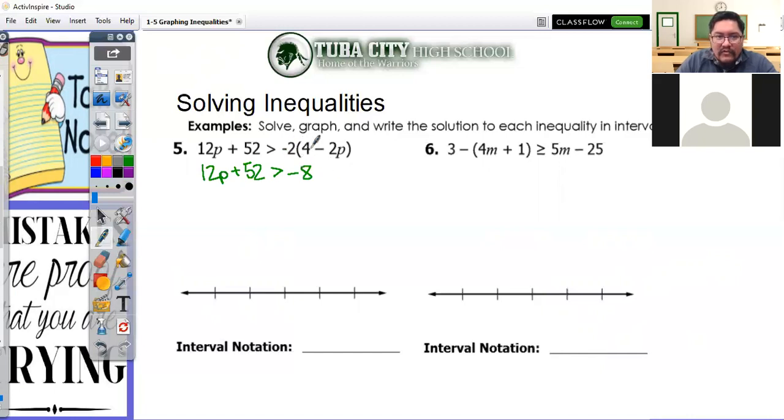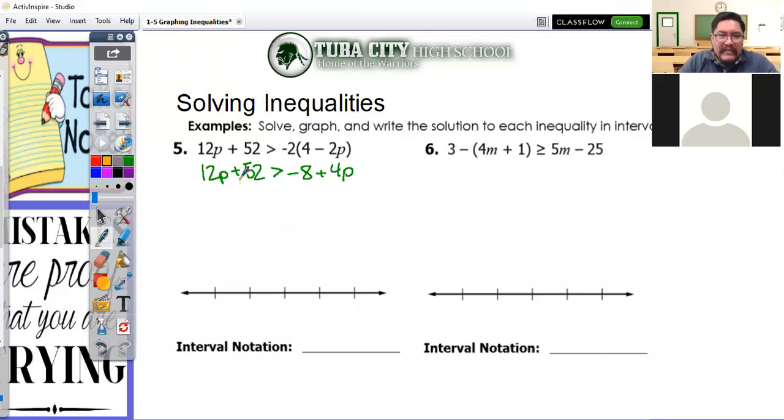So -2 times +4. And here I have -2 times -2. So again, that's usually one of the big things that goes wrong when I go through these lessons and I'm checking work. This is one of the bigger things that goes wrong. All right, now we took care of the parentheses. So let's look for like terms. I have no like terms on either side.